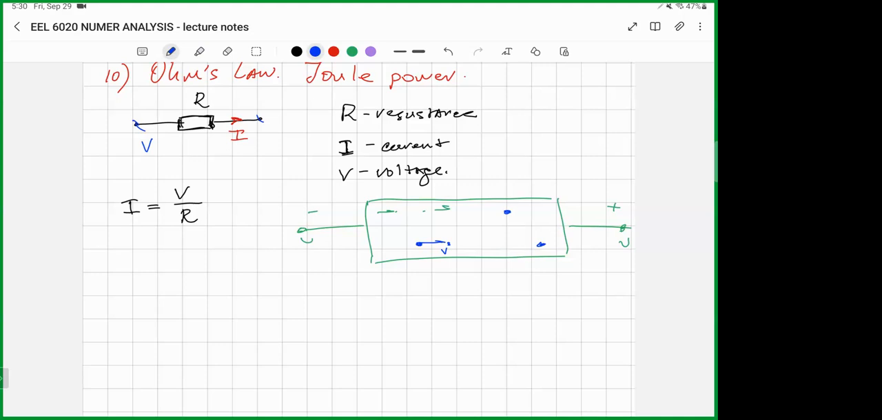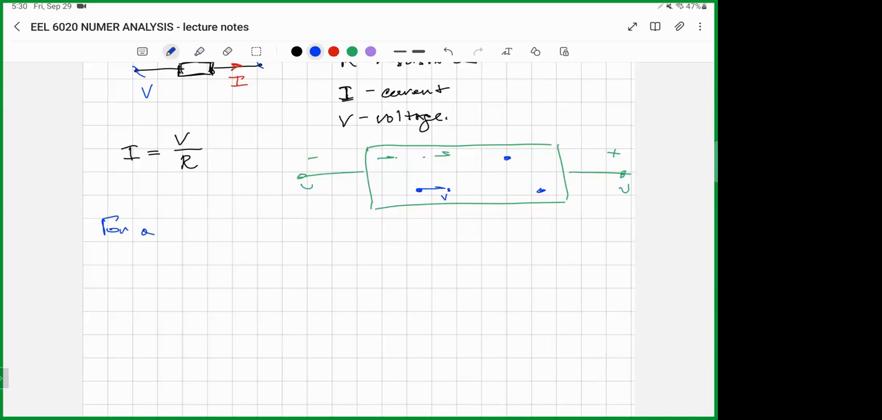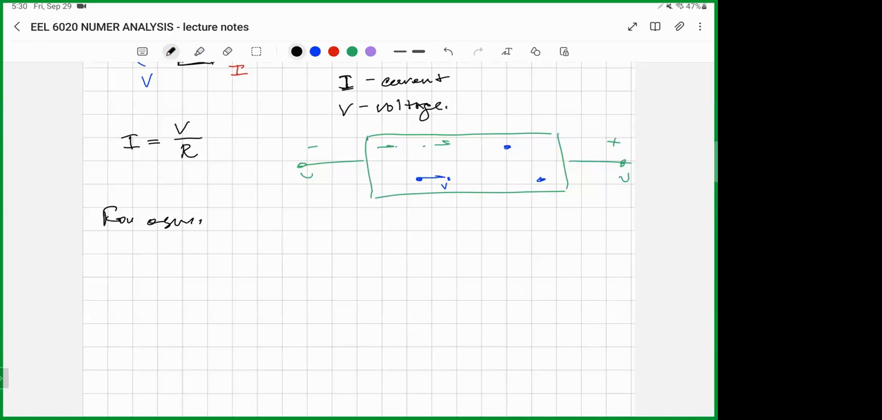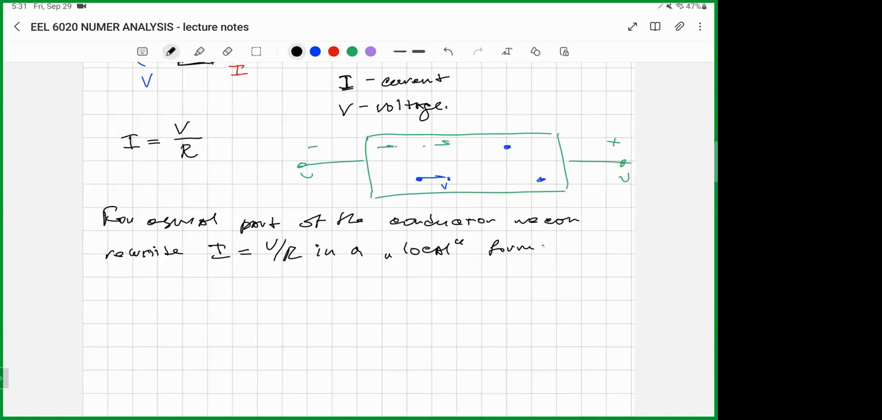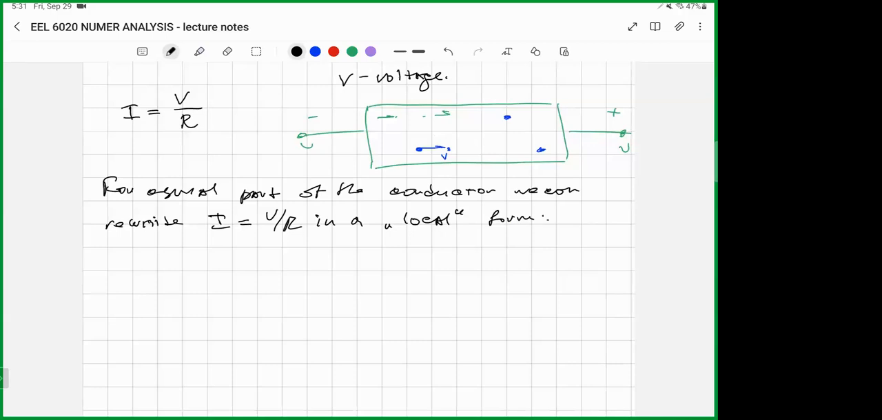So for a small part of the conductor, we can rewrite Ohm's law in a local form. How do we do so? I mean, again, this is kind of rather a result of an experiment or analogy, but we can, so the analog of the voltage is the electric field.